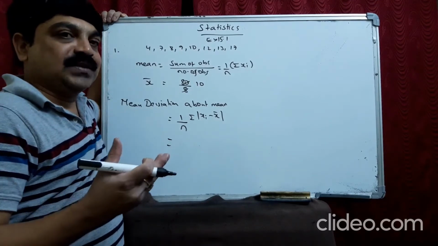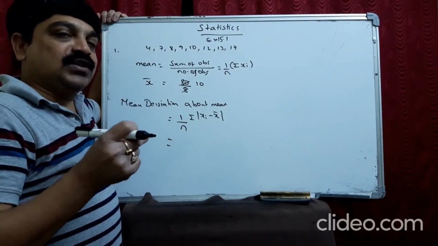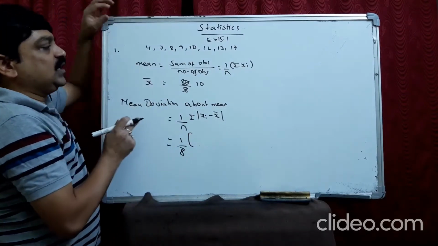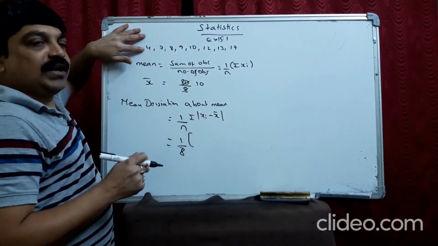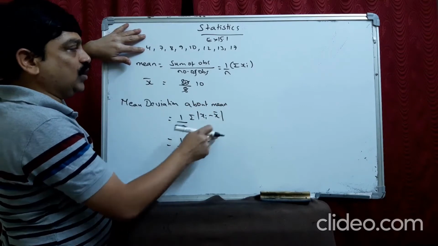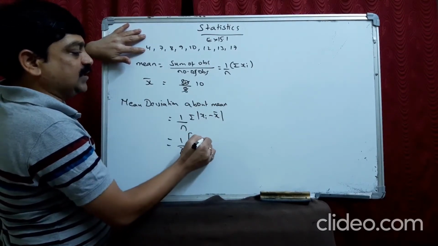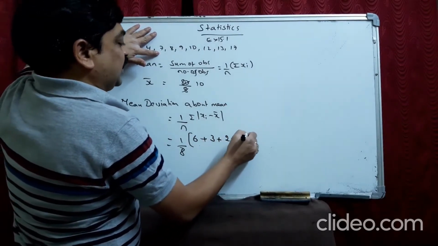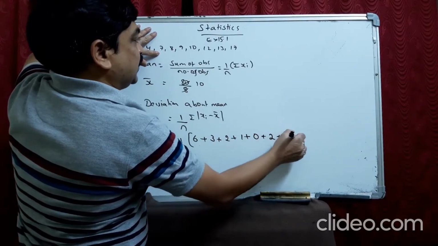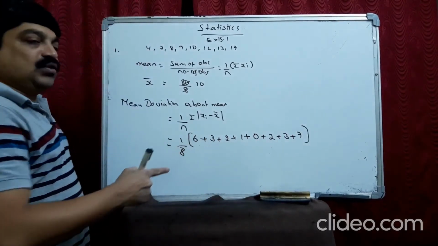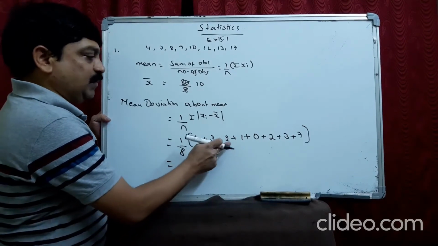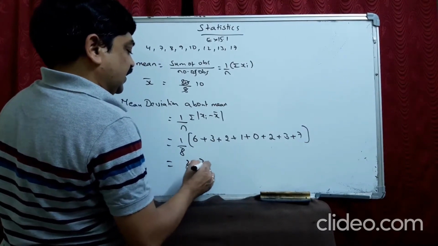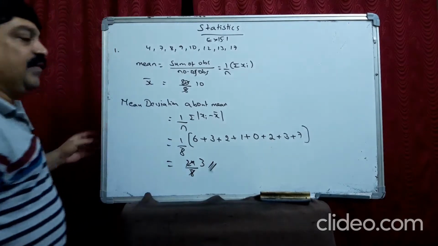Deviation means the difference, so you have to find the difference of every observation with the mean. So 1 by 8 of, subtract x bar from each, and write only the positive value because it is a magnitude, modulus. 4 minus 10 is minus 6, but we write 6. 7 minus 10, 3. 8 minus 10, 2. 9 minus 10, 1. 10 minus 10, 0. 12 minus 10, 2. 13 minus 10, 3. 17 minus 10, 7. You are not supposed to write negative values. It becomes 6 plus 3 is 9, plus 2 is 11, 12, 14, 17, 24, divided by 8, and the answer is 3. So this is the mean deviation about mean.